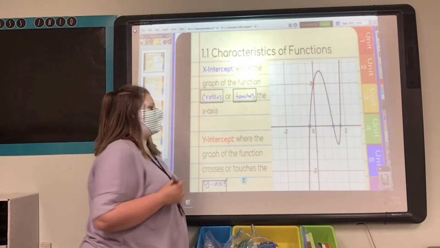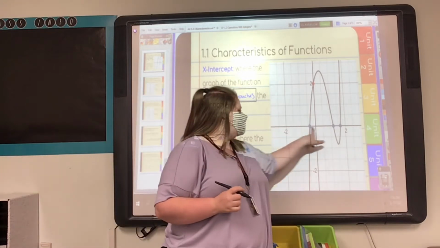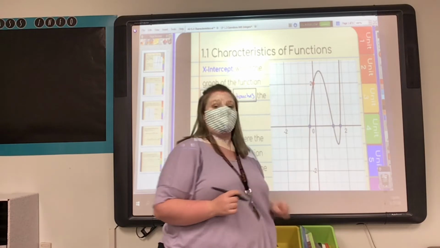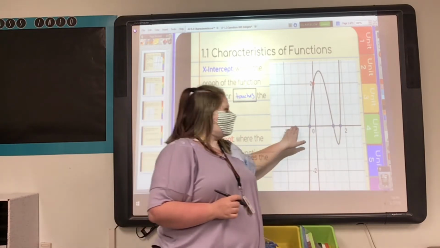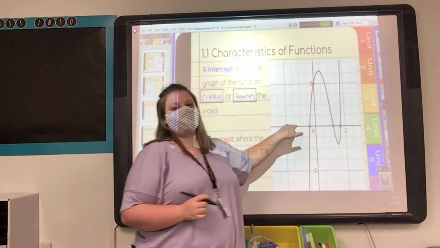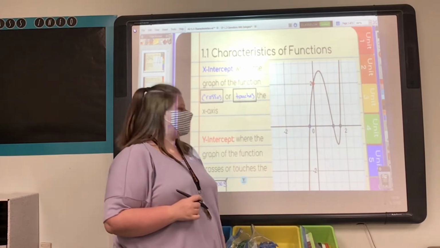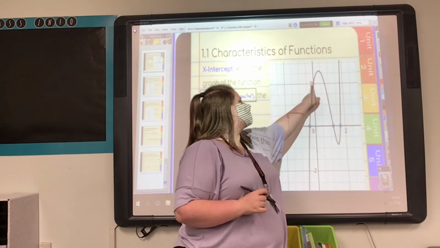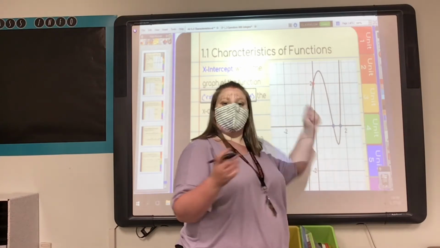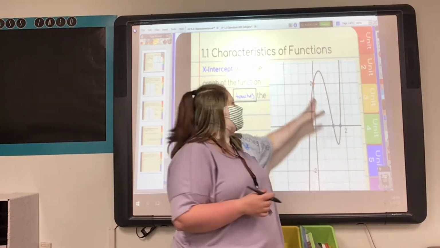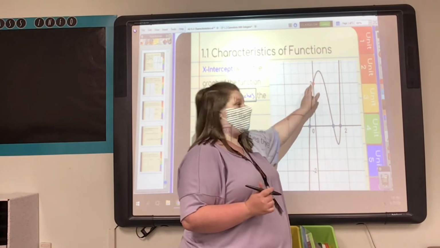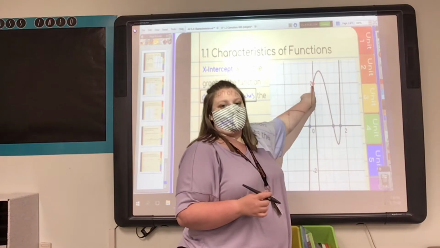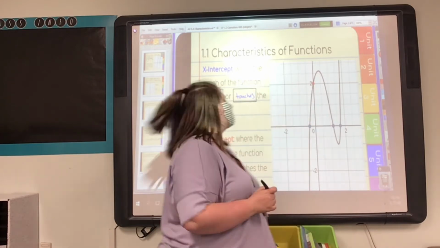So if we look at our graph over here, the x-axis runs horizontally. So we have 1, 2, 3 x-intercepts. So where the graph crosses the x-axis, that gives us our 3 x-intercepts. If we look at the y-axis, the graph crosses one time. And we'll always only have one y-intercept. And we'll talk about why that is later this week. But it crosses one time, so because of that, that's our y-intercept.